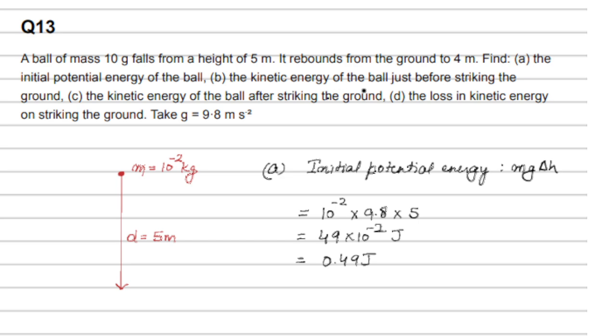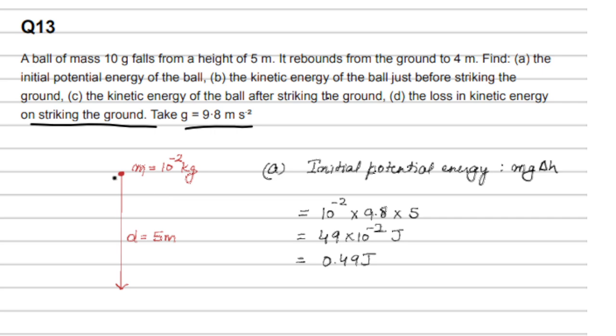B, the kinetic energy of the ball just before striking the ground. C, the kinetic energy of the ball after striking the ground. D, the loss in kinetic energy on striking the ground. We have to take g as 9.8. So let's do it part-wise.